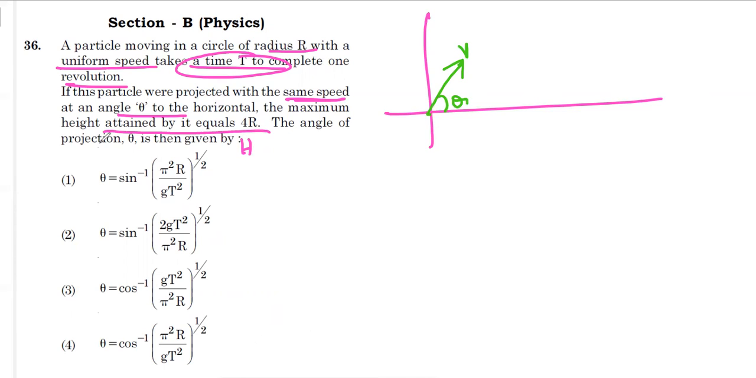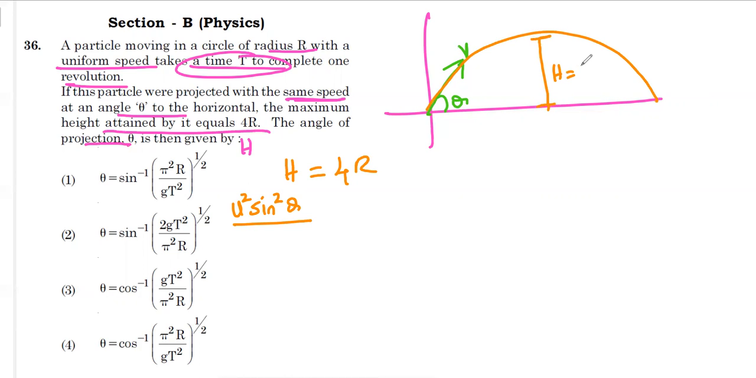They are asking for the angle theta. So look here, h is given, h is equal to 4r. I'll obviously start with that data. What is the formula for h in projectile motion? h is equal to u square sin square theta by 2g. As you go up, this height is equal to 4 times the radius, r being the radius, not range. So u square sin square theta by 2g is equal to 4 into r.